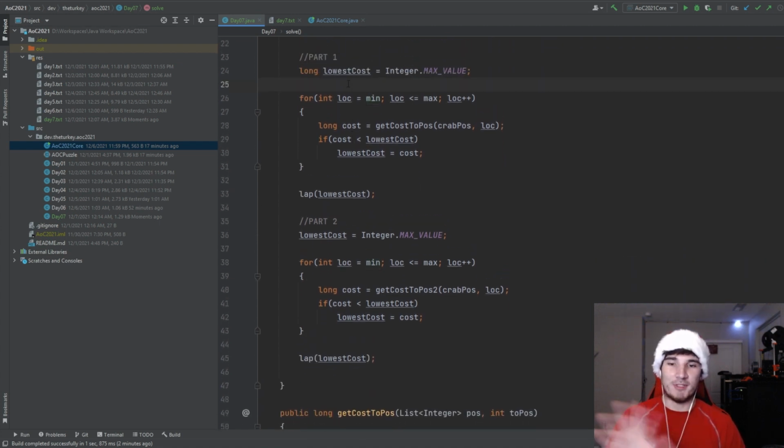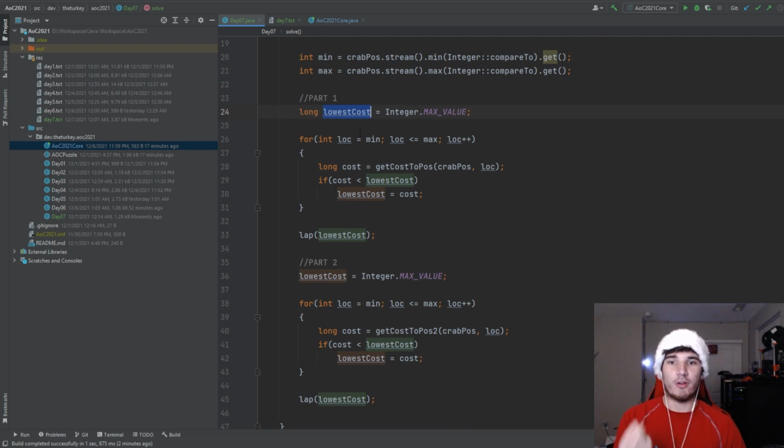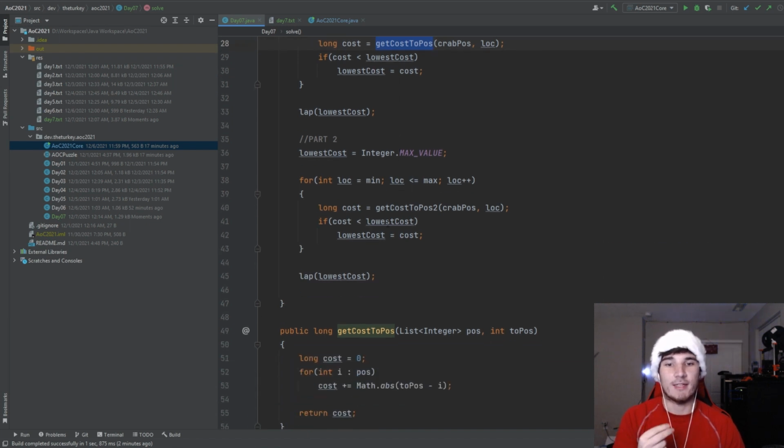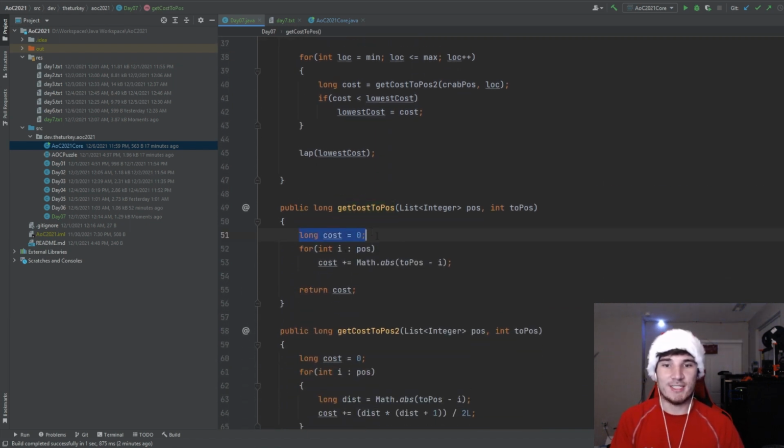For part one, these are both very similar. For part one, we're holding our lowest cost value here. This is the running lowest cost. We're going to go through all of these positions, so from min to max, we're going to calculate the cost it takes to move all the crabs to that position. The calculation for that is pretty easy. Just go through all the crabs' positions, take the absolute of that position minus where they're at. The absolute of that will give us the distance they have to travel, because it's one fuel for one spot. It's just 1-to-1 there, so we can just add that distance onto our total cost and then return that.